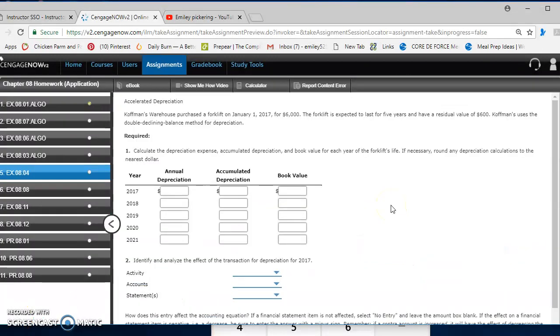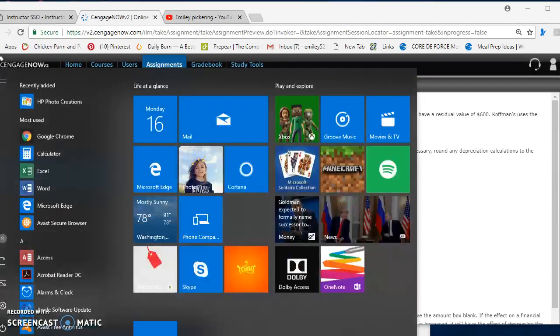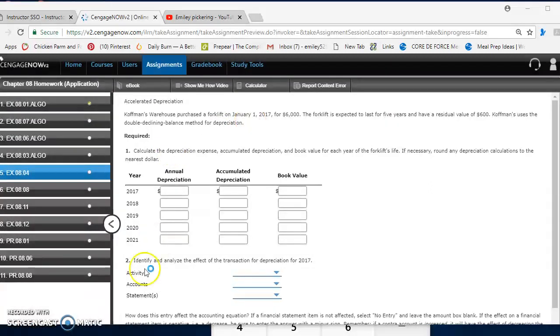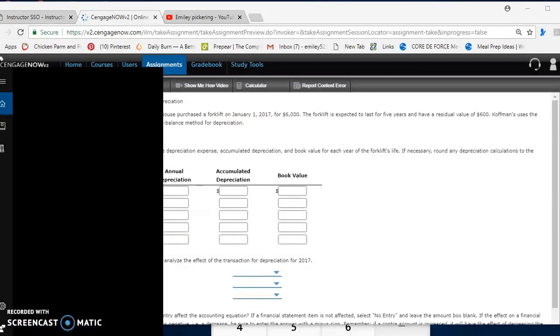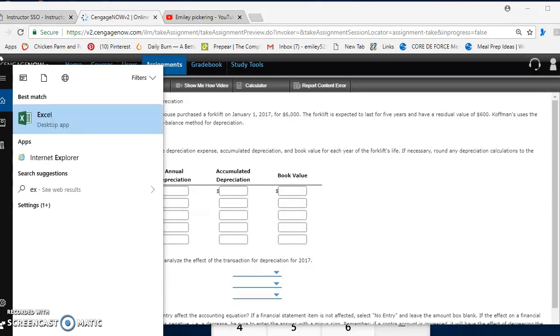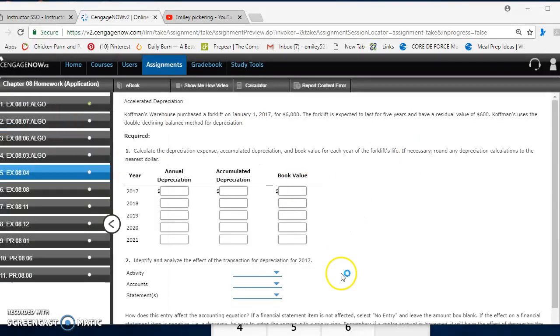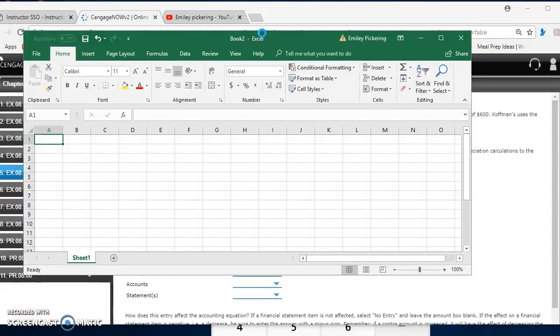Okay, and one of the last things I wanted to go over was the double declining method of depreciation. This can be a little bit confusing. So what I want to do is pull up Excel. I think it's easier to do it on Excel so you can see how it all works.